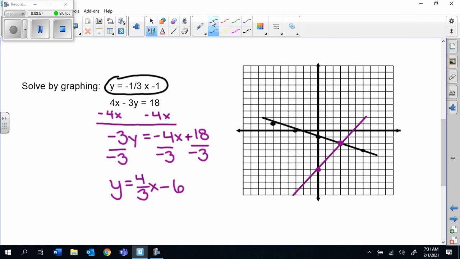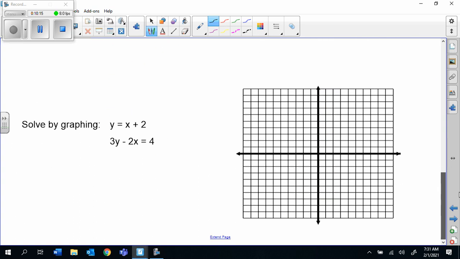So what point is this? It looks like we went right 1, 2, 3, and down 2. So the solution is (3, negative 2). Again, graphing it is not enough. Let's keep going. Is there another one on this? Oh, there's another one on this page.